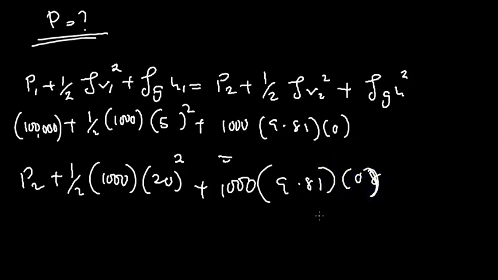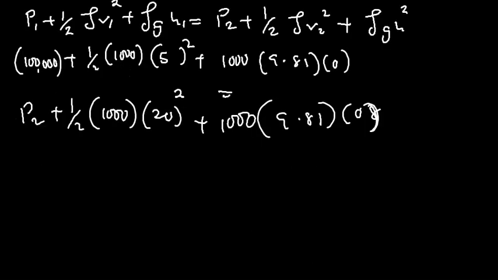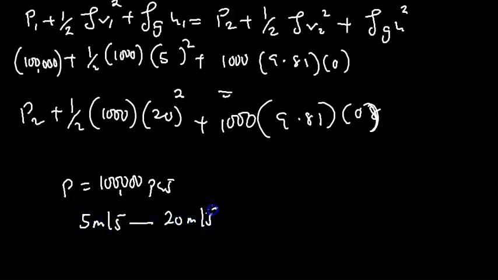So what are you going to do at this point? You can start with the initial pressure. The initial pressure at point P is simply going to be 100,000 pascals. We are going to subtract the change in pressure due to the increase in velocity, from 5 meters per second to 20 meters per second. And our final answer is simply going to be 50,000 pascals.